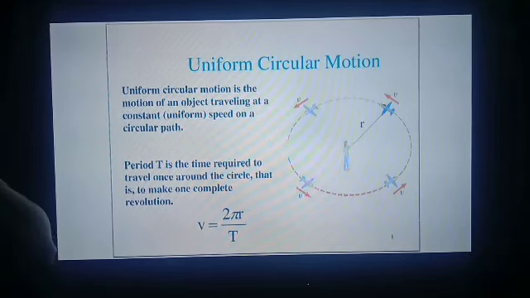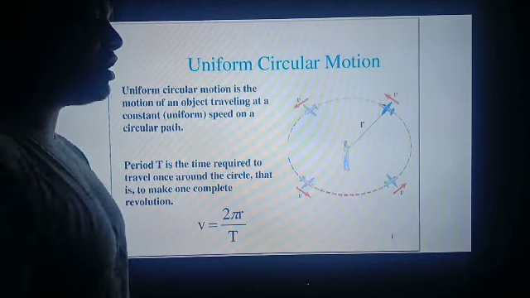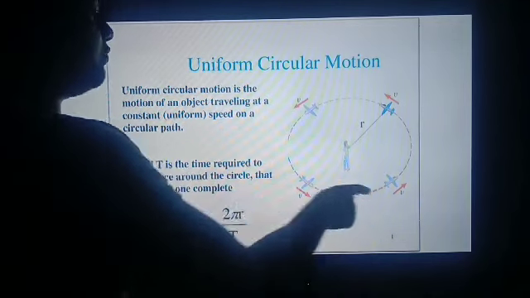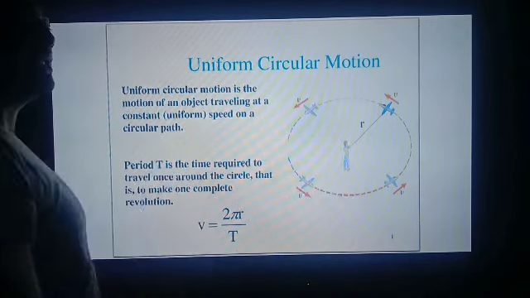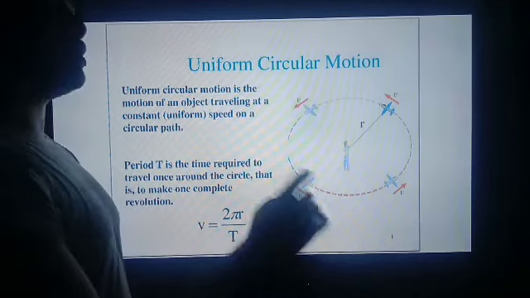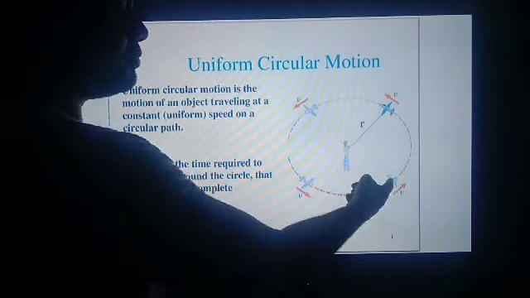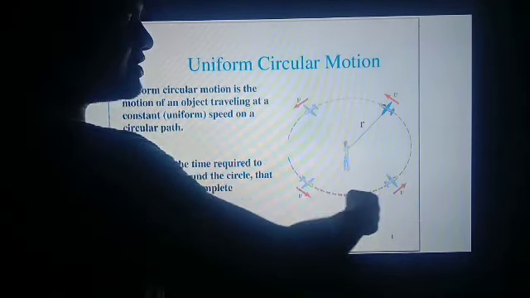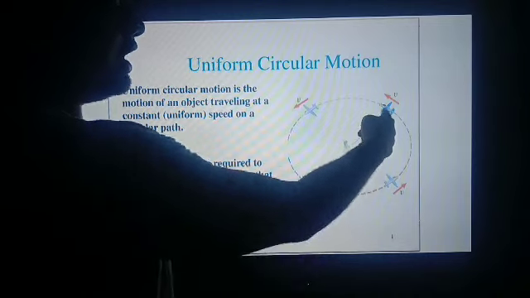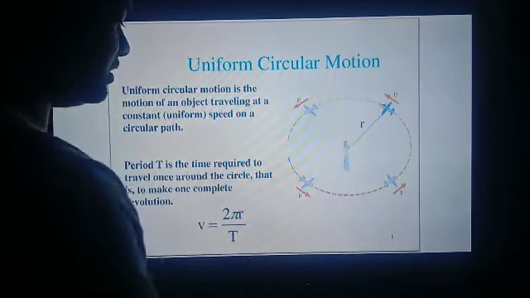In class 10th, we will study uniform circular motion. So what is uniform circular motion? When a body moves in a circular path with constant speed, then the motion of the body is called uniform circular motion. Suppose this aeroplane is moving in a circular path with a radius of r, that is the radius of the circular path.